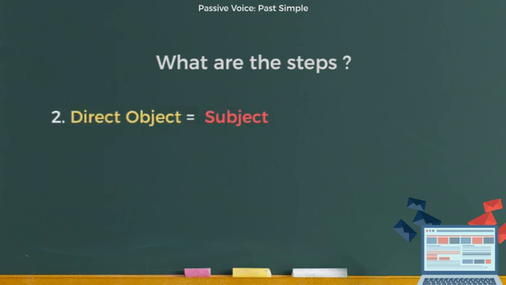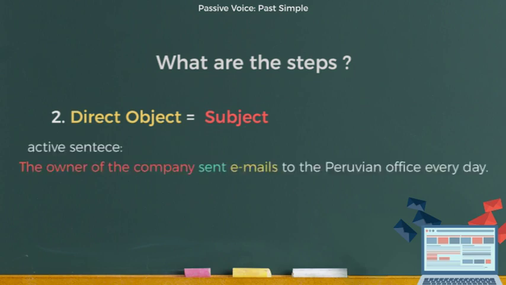Second step, take the direct object of the active sentence, which in our example is emails, and use this direct object as the subject of the passive sentence. So, we write emails first. Step 2, done.